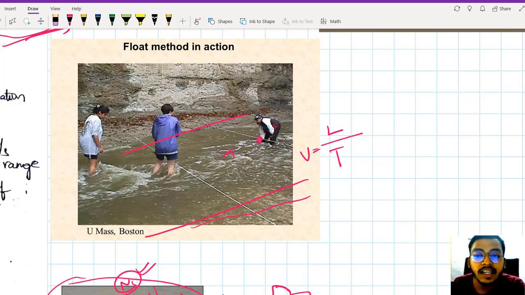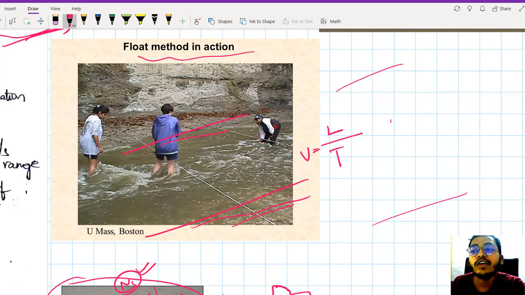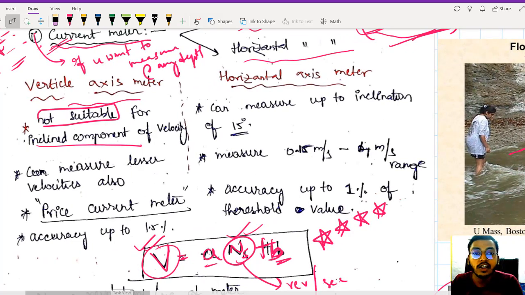I hope the things are clear, right? So when you are releasing the ball, there is no guarantee that it will travel in a straight line. It will travel according to its own condition, the way the velocity is acting. That is why we used the float method in small channels, small streams, so that the inclined component will be negligible. If you are taking a big river, obviously your inclined component will also increase. I hope you can relate this with your general knowledge, right?